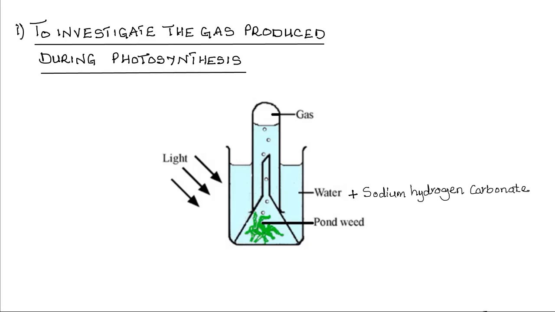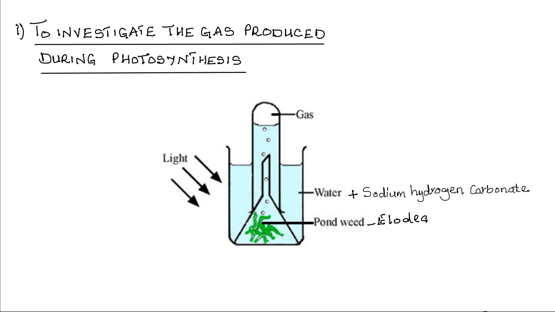In this experiment, we investigate the gas produced during photosynthesis. As you recall, oxygen gas is a byproduct of photosynthesis, and this production of oxygen is easily collected from aquatic plants such as the pondweed, which is commonly referred to as the elodea. Other plants that may be used include the spirogyra and the water lily.